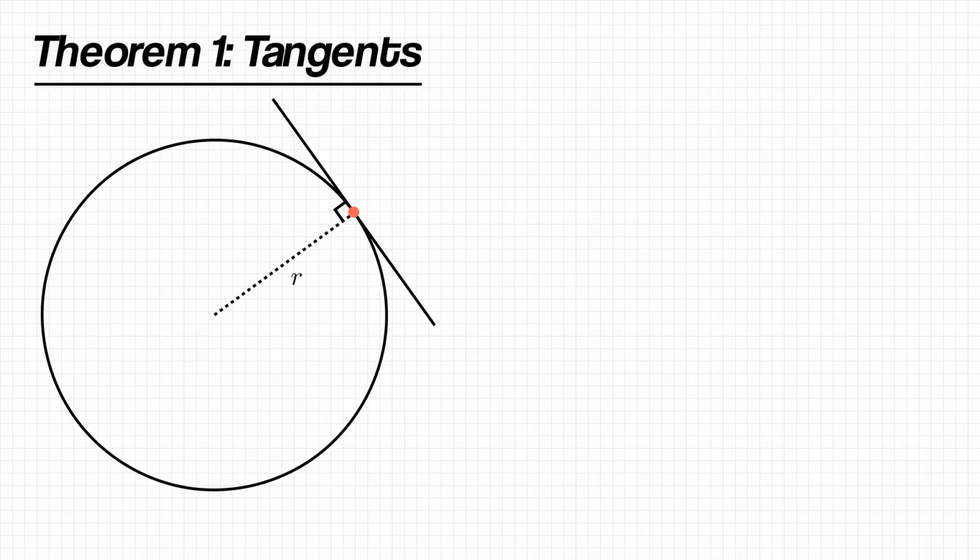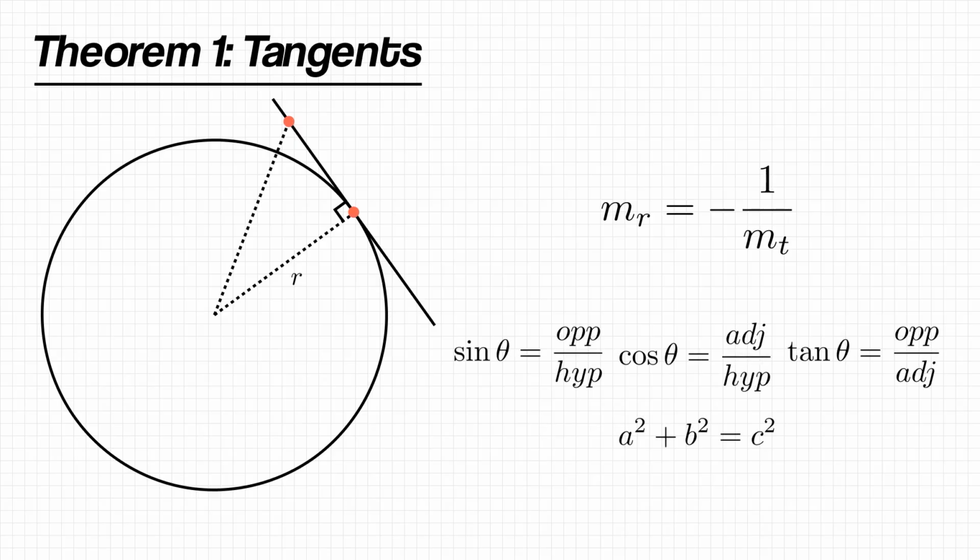If a radius to a point is always perpendicular to the tangent at that point, we know their gradients must be negative reciprocals of each other. If we use another point on the tangent, we can construct a right-angled triangle. This means we could use SOHCAHTOA or Pythagoras' theorem to calculate sides and angles for this triangle.